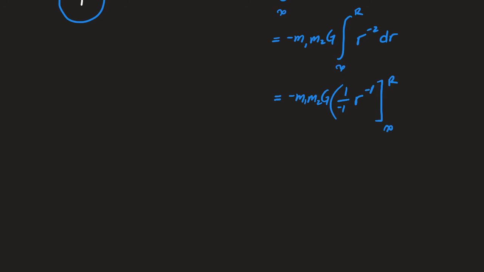Everybody follow that okay? It's just doing the math of it. Which is going to produce m1, m2, G over r evaluated from infinity to r. Right, all the negatives cancel out.